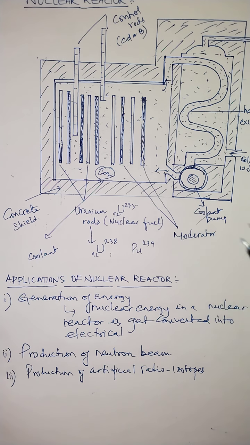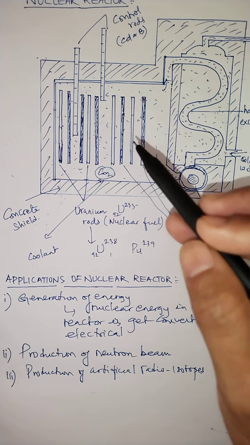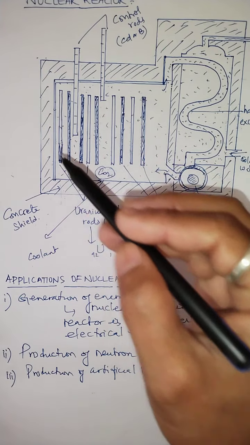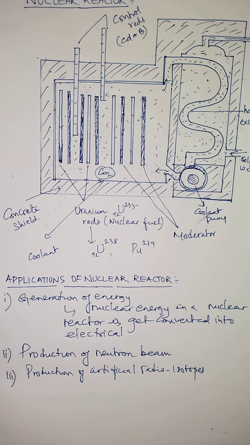That means, because you know that radioisotopes are those isotopes of elements which are used for medical purposes also, for biological purposes, agriculture purposes, and so on. That's why the production of these artificial radioisotopes, the isotopes which cannot be produced naturally, which can be produced only artificially, can be done with the help of the nuclear reactor. That's why the nuclear reactor is also used for the production of artificial radioisotopes.